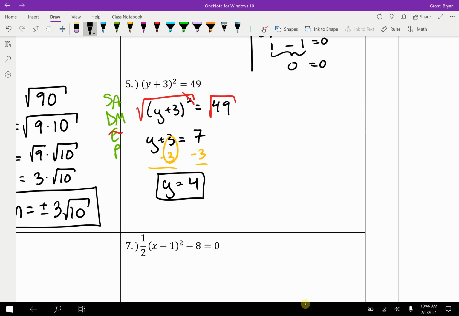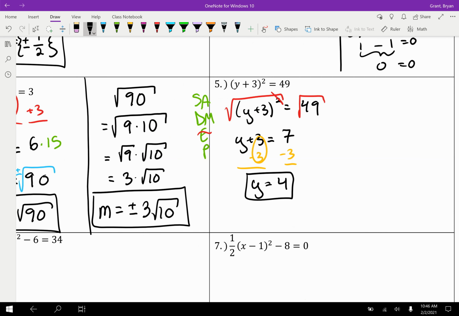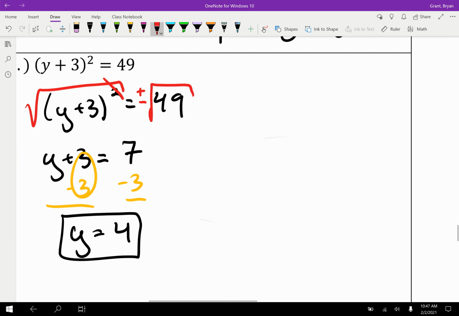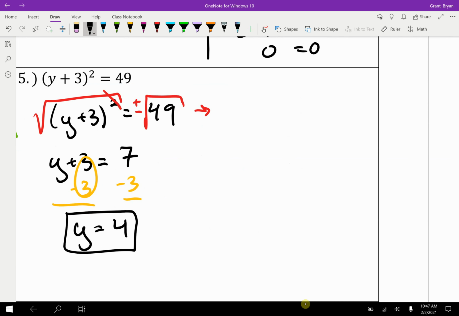Which is great, except what did we forget to do here? Oh, we forgot the plus minus. Now the plus minus doesn't go at the very end. It's not plus minus 4. The plus minus, or the two answers, go with the square root. And so what that actually means is we find y plus 3 equals plus minus the square root of 7.